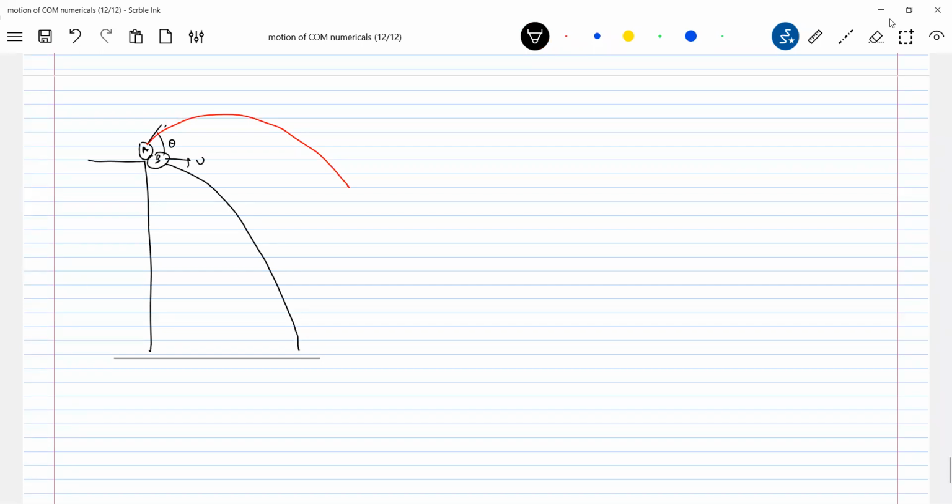Let me take U1, U2, UB, UA. What about A? A will describe a path like this, no? Now, same concept, what all we studied in projectile motion, no? We can apply the same ideas here.